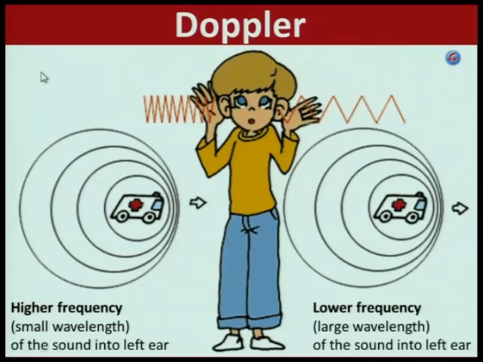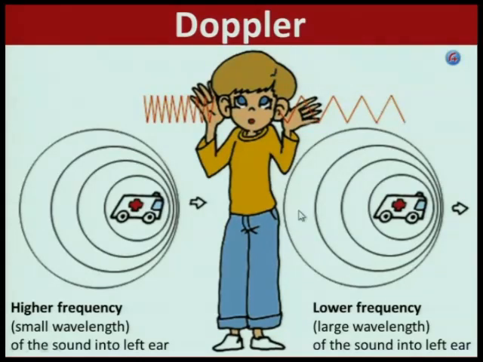Okay, the Doppler effect. When there's an ambulance coming towards you, these circles are representing waves. So when the ambulance is driving towards you, it is sort of pushing the waves together so that the frequency is increased. Can you see that the wavelength is very small here? Therefore, it's a very high frequency.